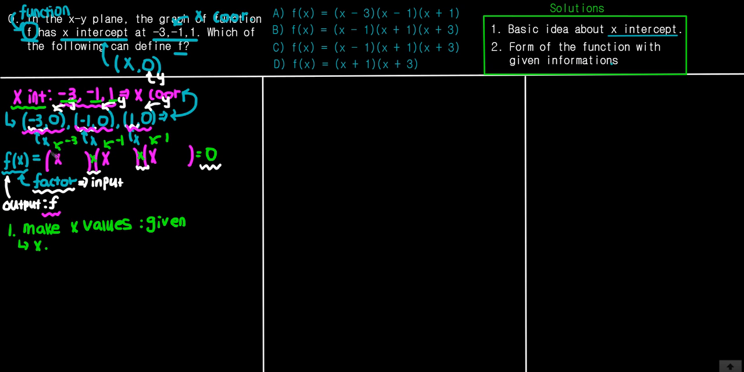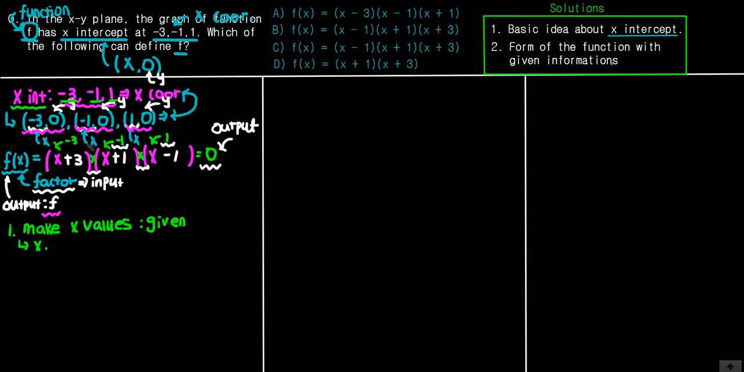So for -3, in order to make it 0, all you have to do is add 3. Here is -1. In order to make this expression equal to 0, all you have to do is add 1. -1 plus 1 is 0. Here the x value is 1, and the term that makes this expression 0 is subtracting 1. So what we are doing here is finding the terms that make the output of our function 0.